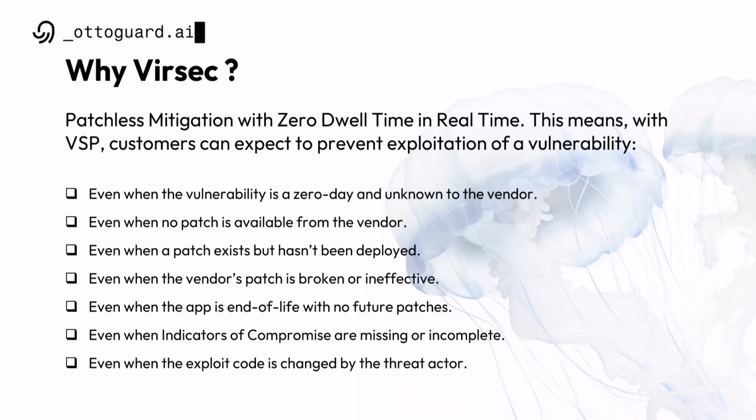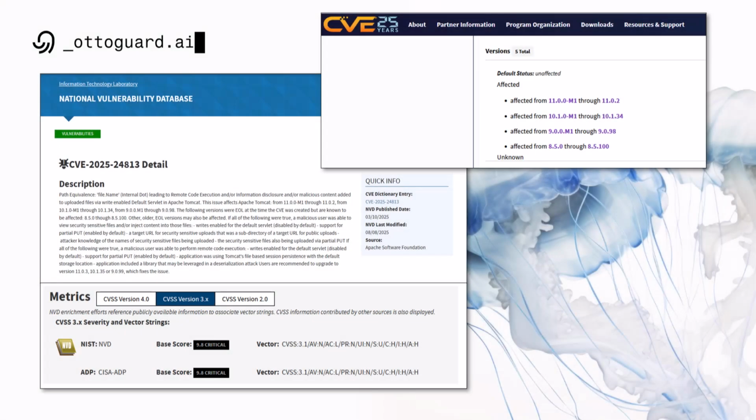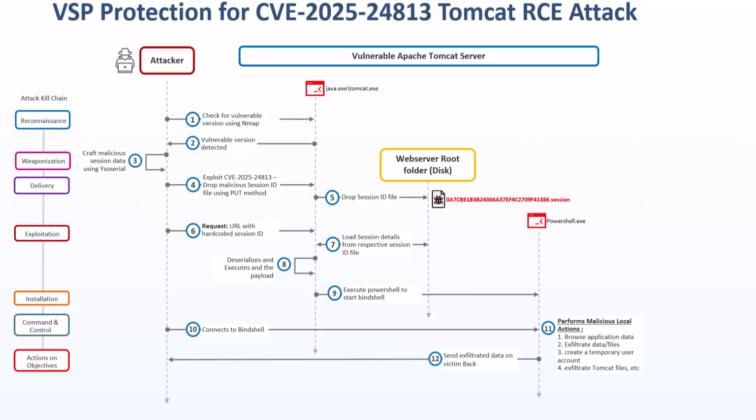Even when the vulnerability is a 0-day, when no patch is available, when a patch exists but isn't deployed, when the vendor's patch is broken, when the app is end of life, when IOCs are unavailable, and even when the exploit code is modified by the threat actor. Here are the CVE details. The CVE has a base score 9.8, making it a critical vulnerability.